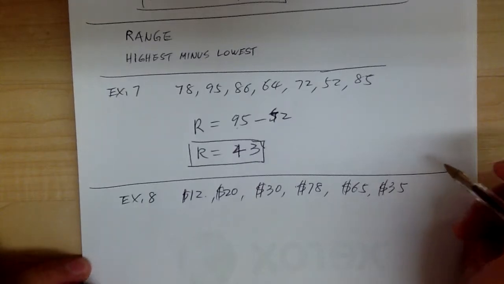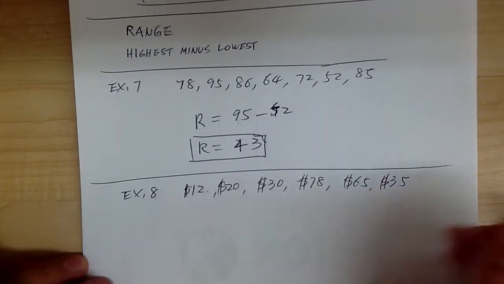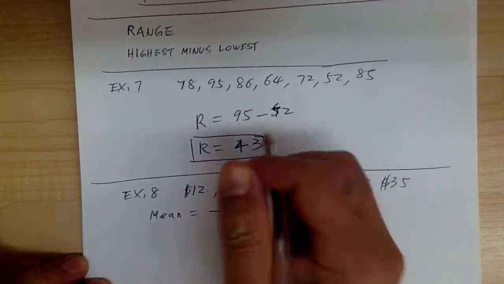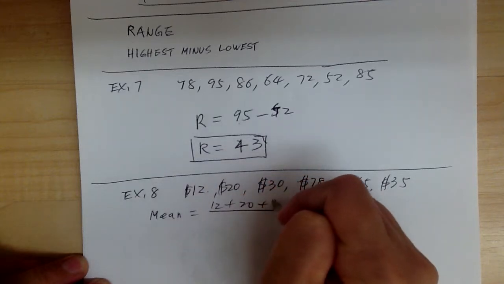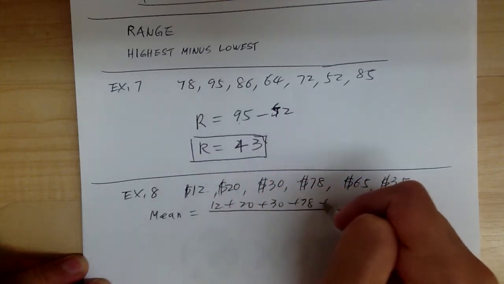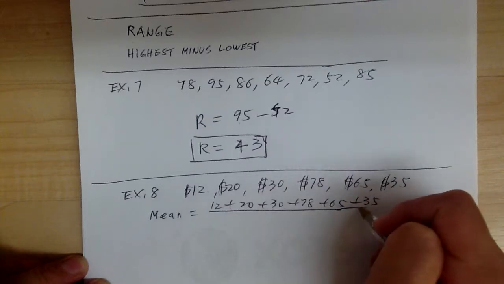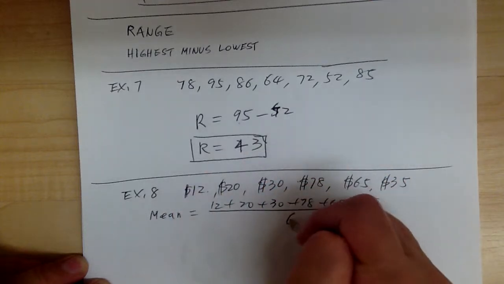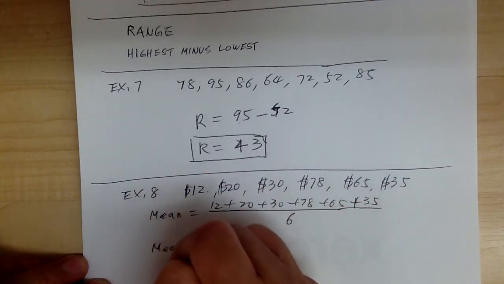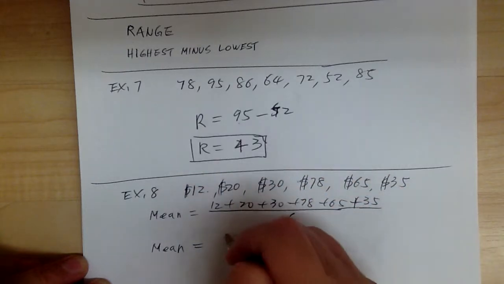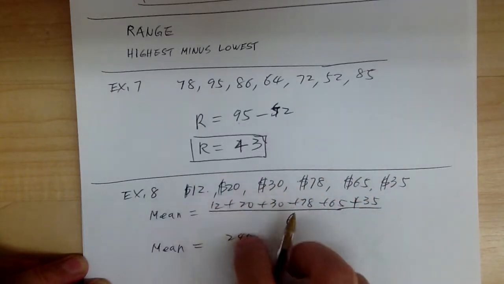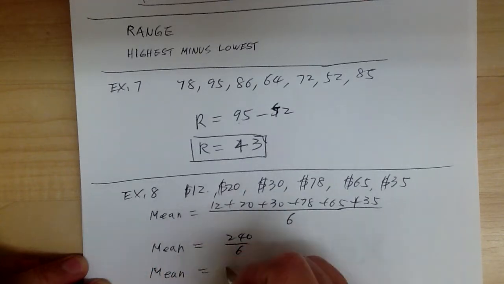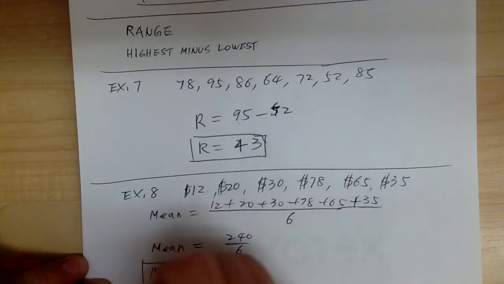Okay, so first let's look for the mean. So for the mean, you have to add all this together. So mean is average. So you have 12 plus 20 plus 30 plus 78 plus 65 plus 35. And you have to divide by 1, 2, 3, 4, 5, 6. So there are 6 months, so divide by 6. When you add all this together, you get 240. Divide by 6, so the mean is equal to $40.